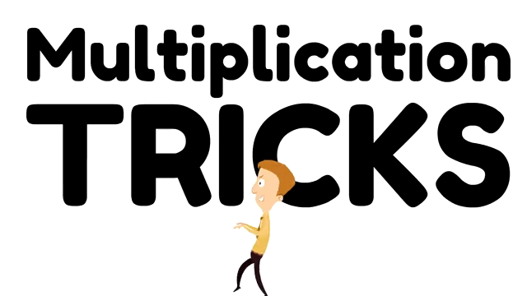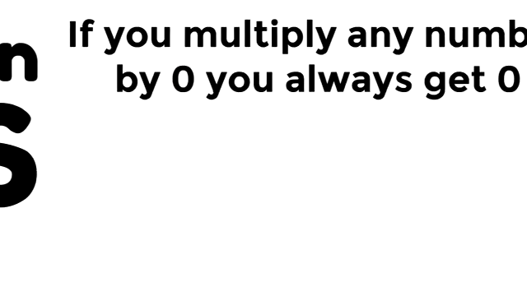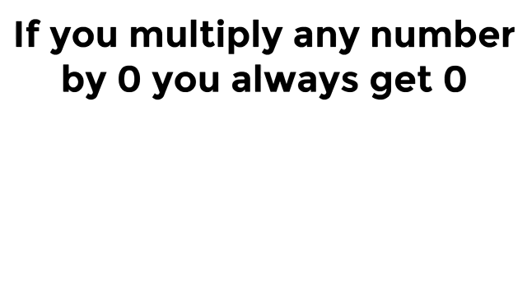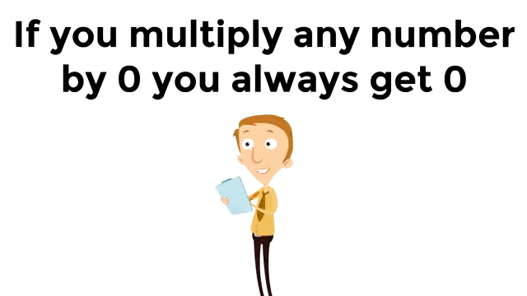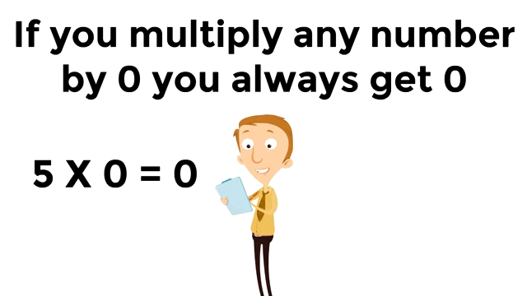Now here are some multiplication tricks that are going to be really sneaky ways that you can figure out multiplication problems really, really quickly. Here's the trick. If you multiply any number by 0, you always get 0. Always, you always get 0. Here's an example. 5 times 0 equals 0. When you have 0 groups of 5, that means you have 0. There are none. Whenever you multiply any number by 0, you always get 0. 100 times 0 equals 0.